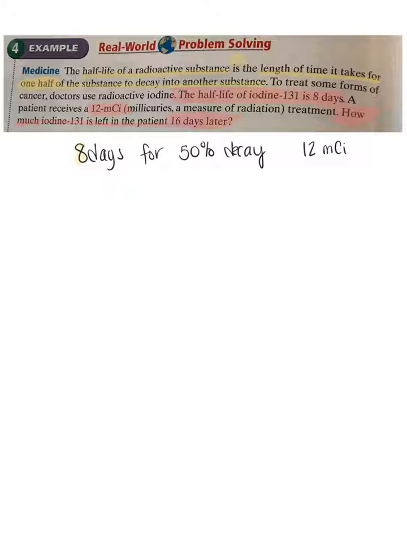Back to my problem. It takes 8 days for 50% decay, and this was equal to 1 half-life. So how many half-lives are in 16 days? Well, 16 days is 8 times 2. So this would be 2 half-lives. All right, so in 2 half-lives, how many millicuries of iodine are left? Well, if it took 8 days for 50% decay and I start at 12 millicuries, I'm going to go down after 8 days to 6 millicuries.